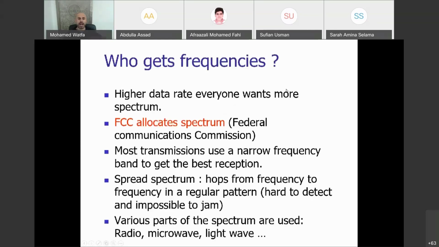Okay, so let's look at the frequency. How do you get the frequency? Who gets the frequency and how? Obviously, you have a federal commission, the Federal Communications Commission. We call it the FCC. These are the ones who allocate frequencies. For example, if I want to create a new technology, a new drone, I need to know what frequency I could operate in so that it doesn't interfere with others, right?